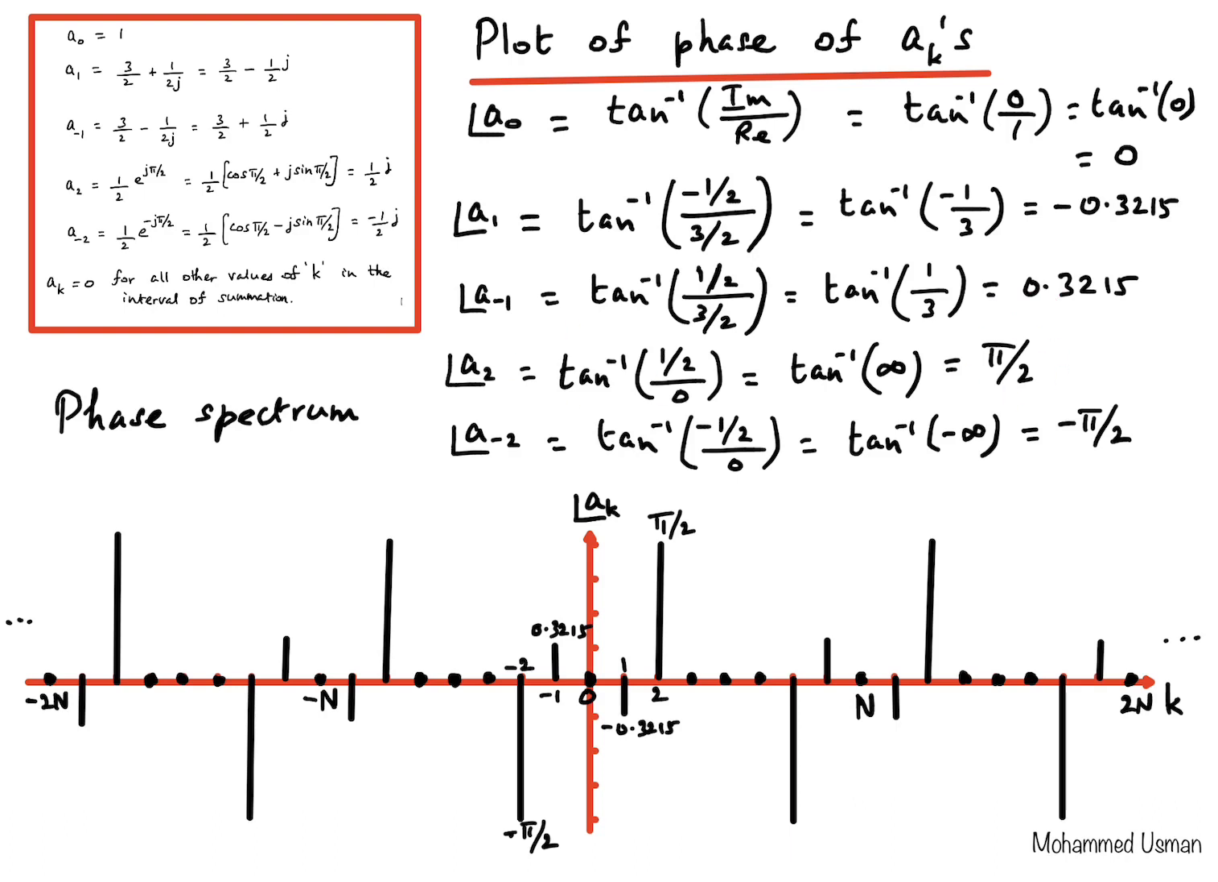Similarly, for a2, the phase is 90 degrees, which is pi by 2. And for a minus 2, because it's a complex conjugate of a2, the phase will have the opposite sign. If this is plus pi by 2, this is minus pi by 2. So we have just plotted that. For a0, the phase is 0. For a1, it is minus 0.3215. For a minus 1, it is plus 0.3215. For a2, it is plus pi by 2. And for a minus 2, it is minus pi by 2. So that is one set of phases for one range of k.